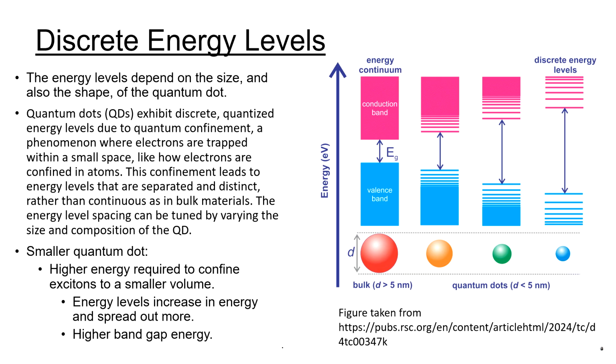So you will find that the energy quantization changes with the particle size distribution. If you start with the diameter of the bulk material and then come down to quantum dots, with sizes in nanometers, that will decide how the discrete energy levels change. You see a conduction band and valence band here, but gradually they get separated and exhibit different properties. For smaller quantum dots, higher energy is required to confine excitons to a smaller volume. Energy levels increase in energy and spread out more. Higher band gap energies are there.